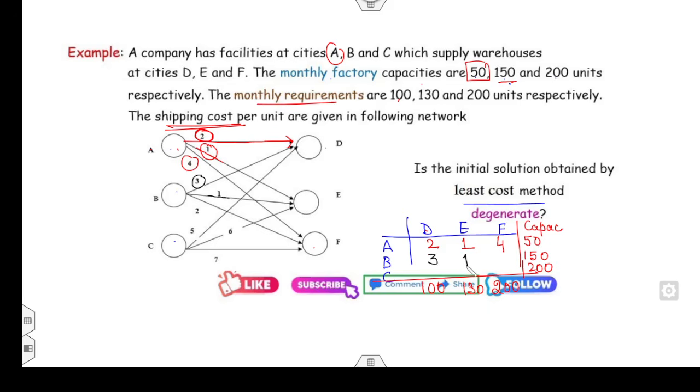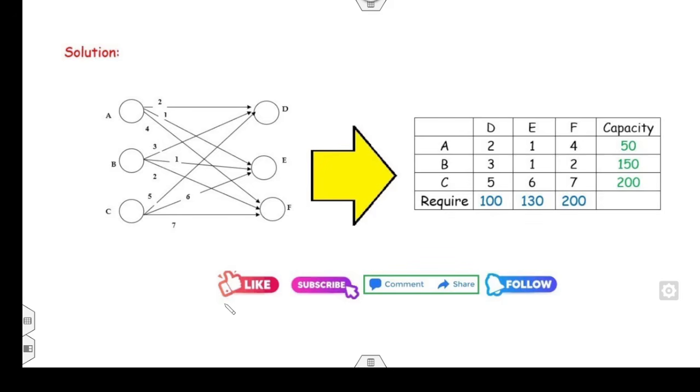B to E is my 1, B to F is my 2, and so on. So we can convert this matrix here. Now you can check whether this problem is balanced or not. This number is my 400 and this number is my 430. That is an unbalanced problem.